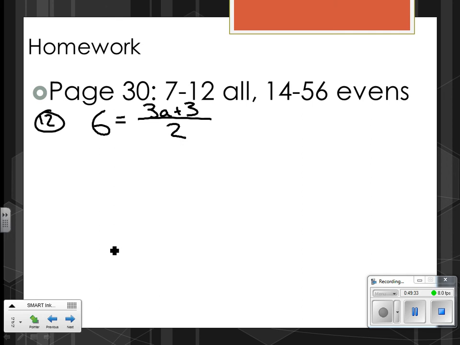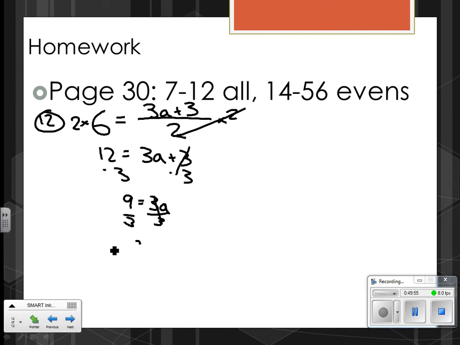How do I get rid of dividing by 2? Good. Now what do I have? Subtract 3. Well, before then, though, I get 12 equals 3a plus 3. And then you're right. Subtract the 3, which would give me 9 equals 3a. Divide and a equals 3. Am I done? What did the question ask for? What is the value of A? So am I done? Yes.